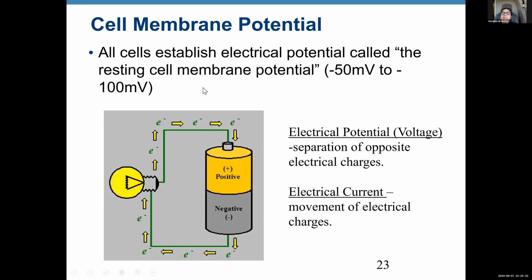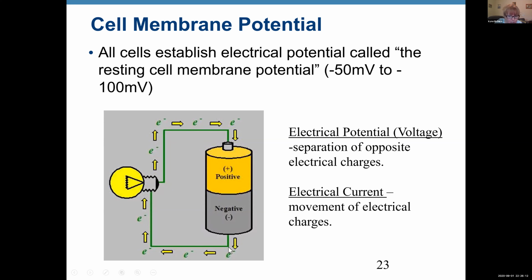so every single cell establishes what we call the resting membrane potential. And what it means, well, let's see what potential is. Electrical potential or voltage is a separation of opposite electrical charges, like what you have in your battery. What is your battery? In your battery, you have a positive side and a negative side. So in your battery, you have separation of charges. And because charges are separated, you have energy stored inside your battery, right?